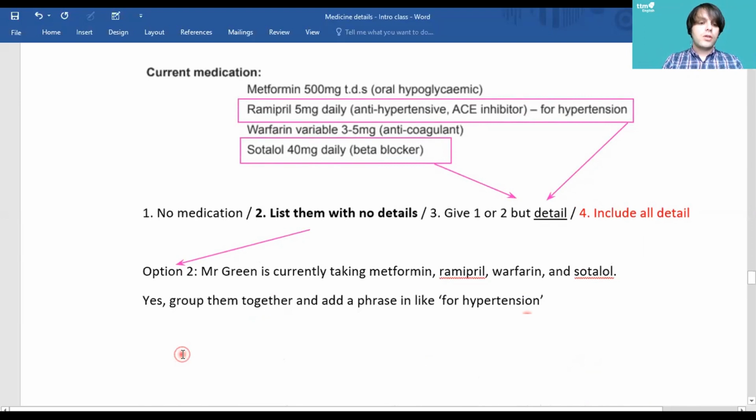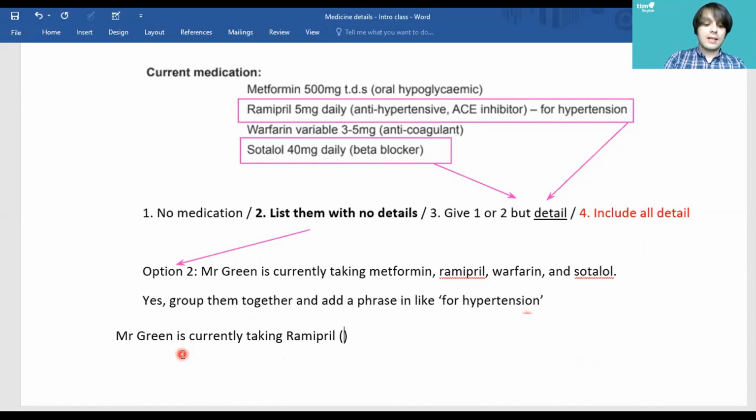I'm here. So let's say I say Mr. Green is currently taking. What are you going to say now? Ramipril. Okay, ramipril. Antihypertensive. So I could put that in brackets, can't I? Antihypertensive. Yeah. Good. ACE inhibitor. Comma. Okay, comma. 5 milligrams. Comma. How do I spell milligrams? M-I?